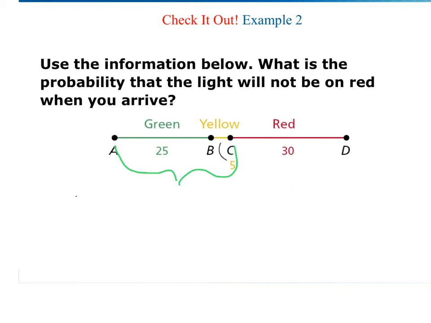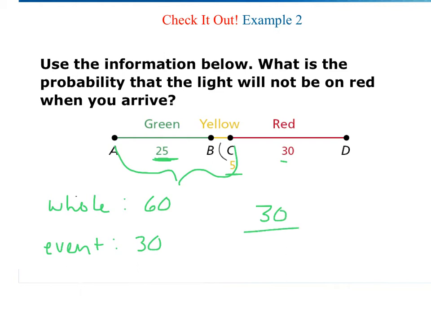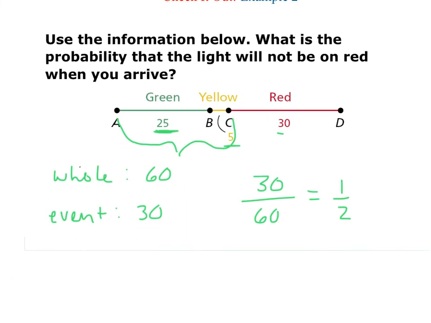So we need our whole space, which is 25 plus 5 plus 30. So our whole space is 60. And our event is when it's not red, so we just add green and yellow together, 25 plus 5, which would give us 30. So we do our event divided by our whole thing, and this would simplify to 1/2. So our probability that the light will not be on red when we arrive is 1/2.